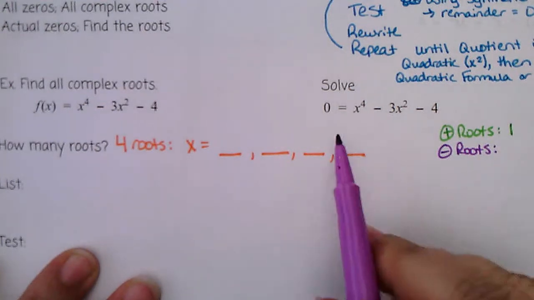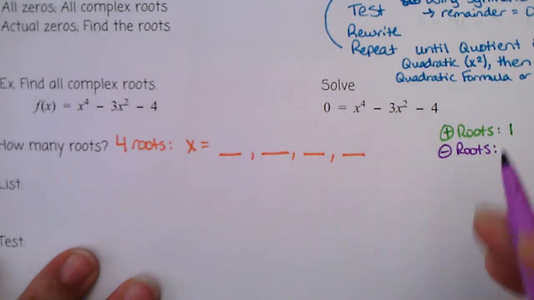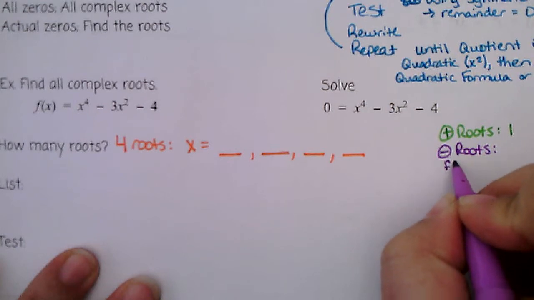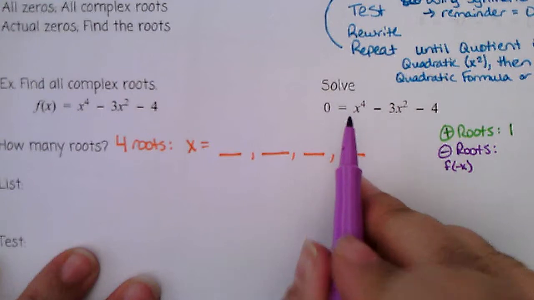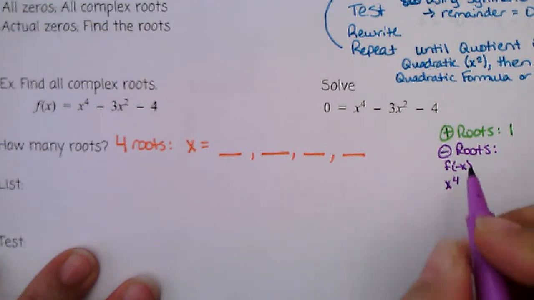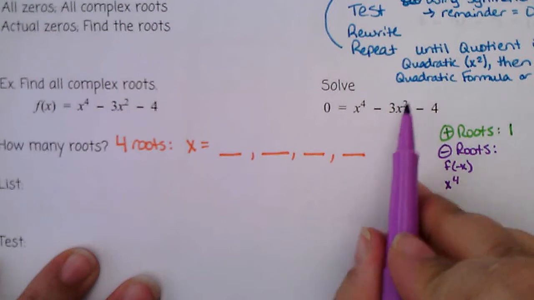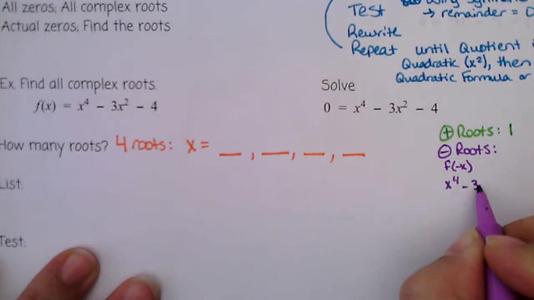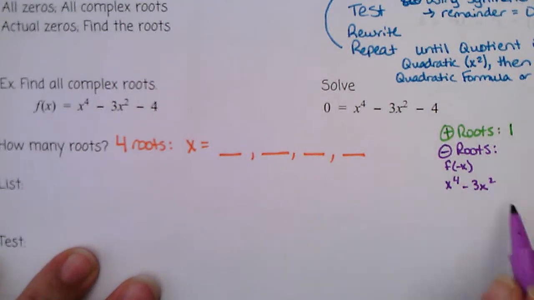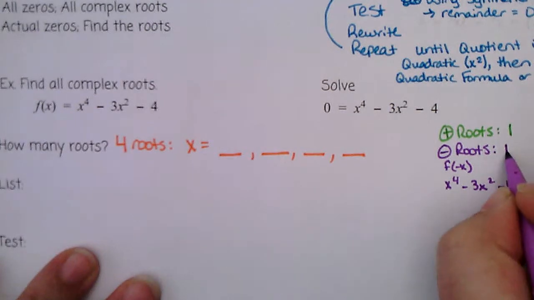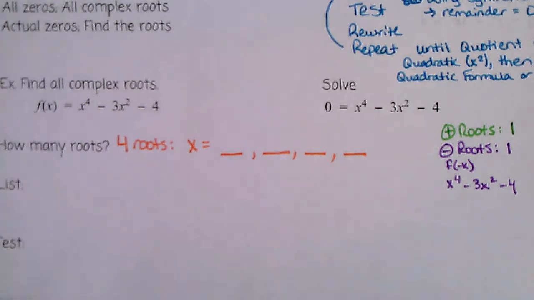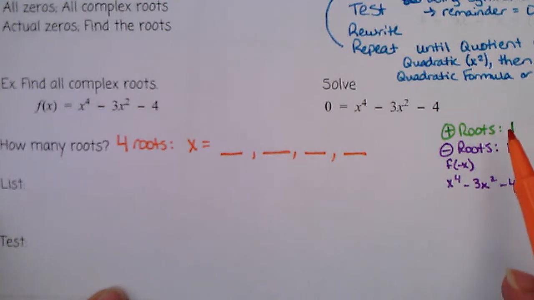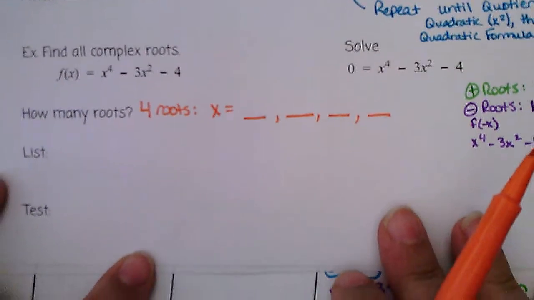How many negative roots? Well, in this one, I'm going to count the sign changes, but I'm going to do it for f of negative x. If I put negative x in here, this is an even power, so it would stay how it is. If I put negative x in here, this is also an even power, so it would stay how it is. And this doesn't have an x. So I guess nothing changed. So there's going to be one positive root and one negative root. When I make my list, I'm going to keep that in mind. One positive number and one negative number. So if I test a negative and I get it, I probably should move on to positives.